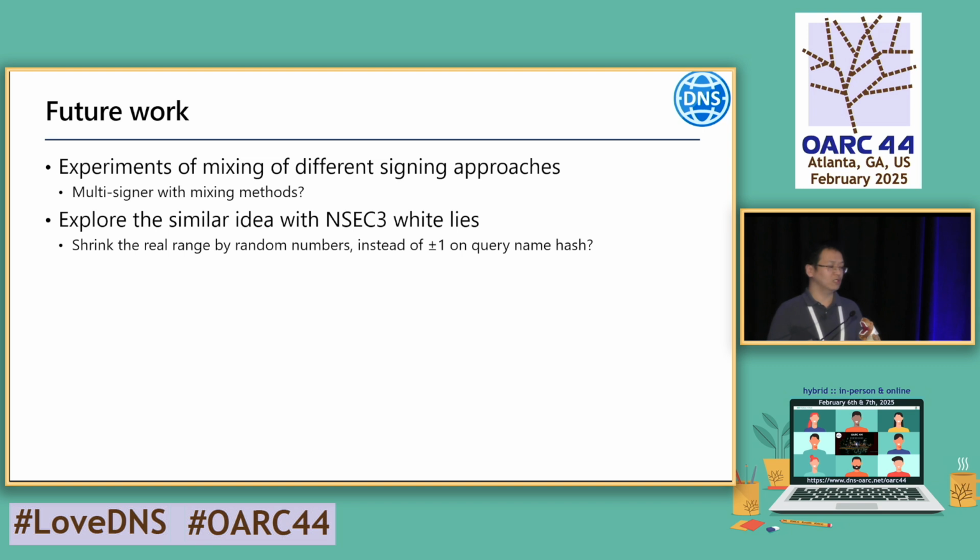There are some open questions. How would the recursive resolver behave if there are a few different signing approaches? Say one authority is using this new approach, but the other one is using the original compact denial of existence, how would the recursive resolver handle the response? We need some experiments to actually understand that.